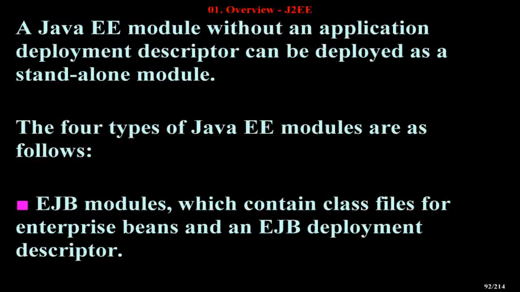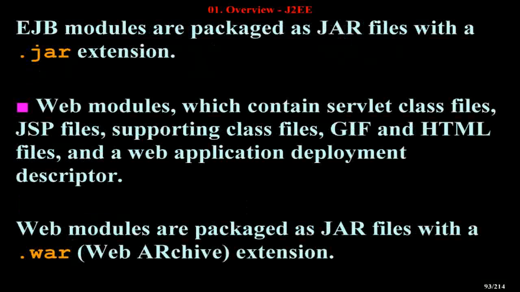The four types of Java EE modules are as follows. EJB modules, which contain class files for Enterprise Beans and an EJB deployment descriptor. EJB modules are packaged as jar files with a jar extension. Web modules, which contain servlet class files, JSP files, supporting class files, GIF and HTML files, and a web application deployment descriptor. Web modules are packaged as jar files with a war web archive extension.